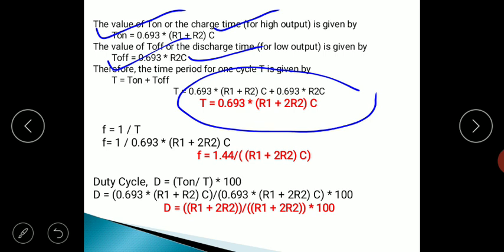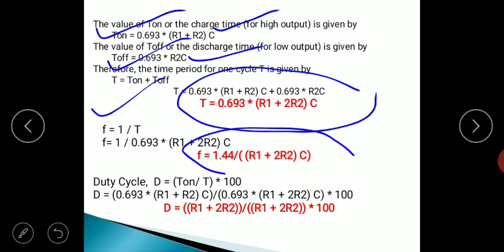Now we know that frequency is the reciprocal of time, or time is the reciprocal of frequency. So we can write F equal to 1 by T. T is 0.693 into R1 plus 2R2 into C. So it becomes F equal to 1 by 0.693 into R1 plus 2R2 into C.